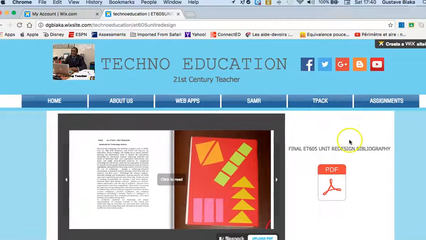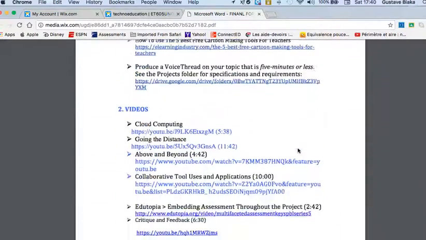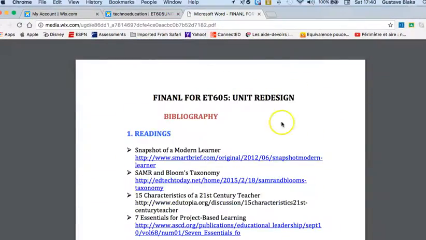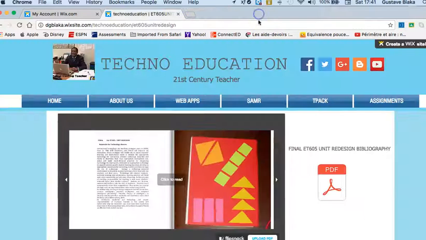Then I have to present all the references I used. It is a lot, so I didn't want to put everything, because this class has a lot of information and we used it, and I used it to do my work.